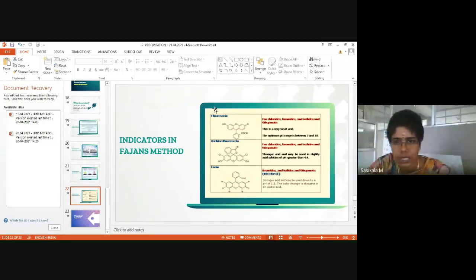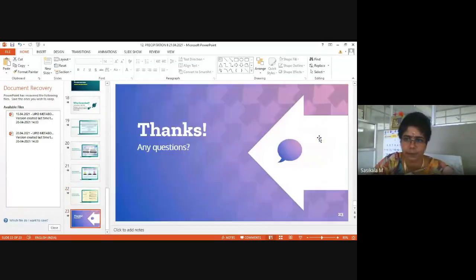And what are all the indicators used, since it is not clear, I am mentioning dichlorofluorescein and eosin. Eosin will be acting at pH 1.2 and dichlorofluorescein at 4.4. Fluorescein will be reacting at a pH between 7 and 10. So with this, precipitation methods coming under precipitation titration get over.